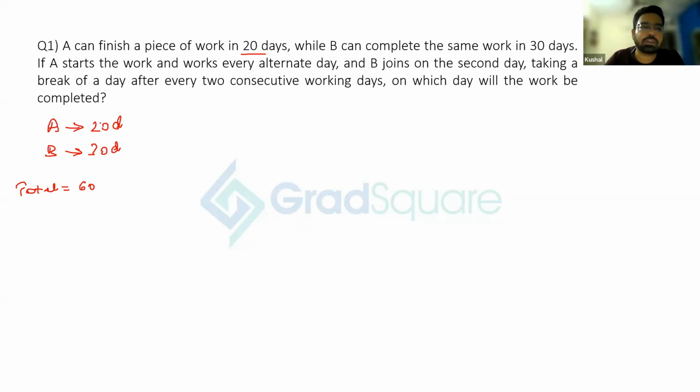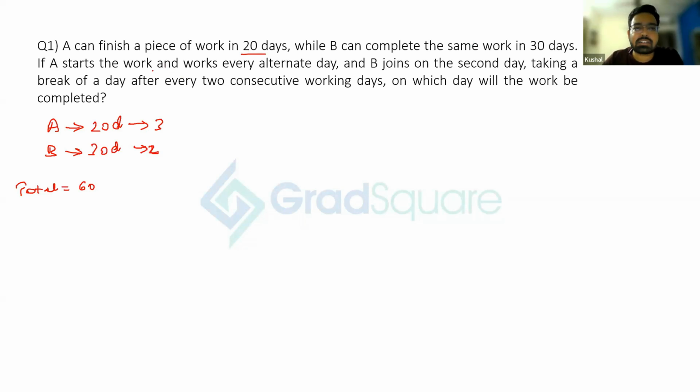If I take 60 as the total unit of work, then A will do how many units per day? 3 units per day, and B will do 2 units per day. This is a simple unitary maths that all of you should be aware about by now. Okay. So 3 and 2 is the total unit of work.